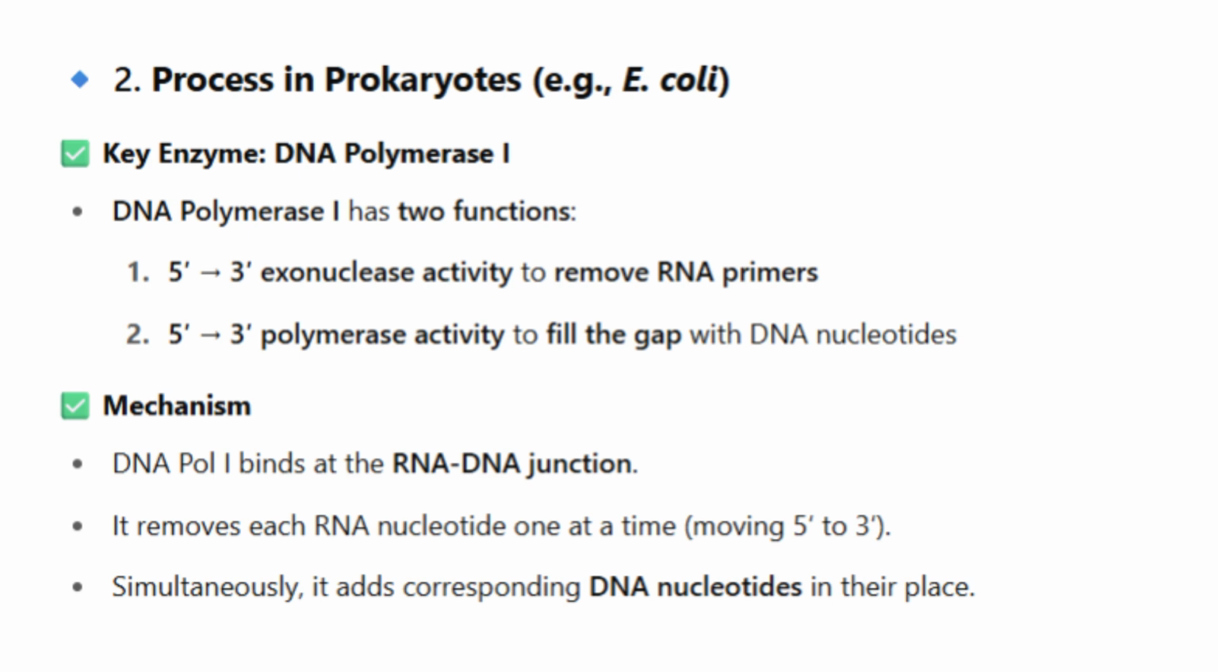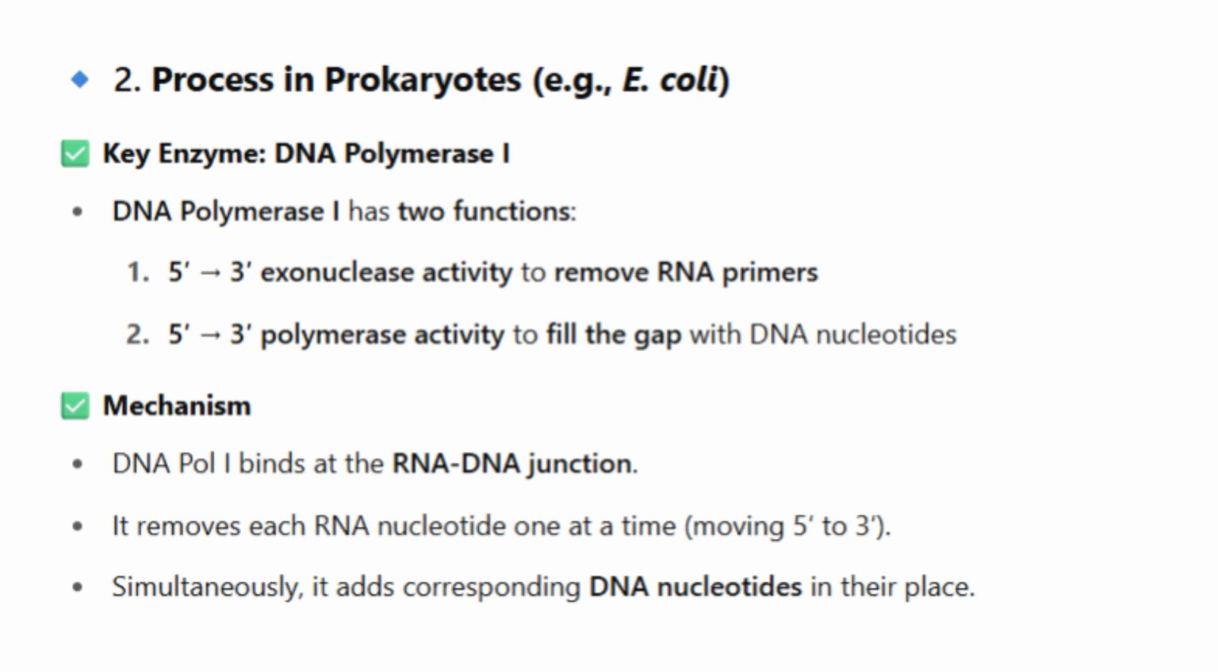DNA polymerase I has two functions. 5' to 3' exonuclease activity to remove RNA primers. 5' to 3' polymerase activity to fill the gap with DNA nucleotides. Mechanism: DNA pol I binds at the RNA-DNA junction. It removes each RNA nucleotide one at a time, moving 5' to 3'.